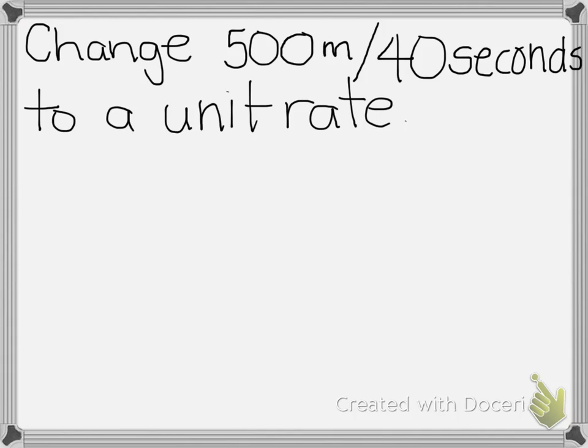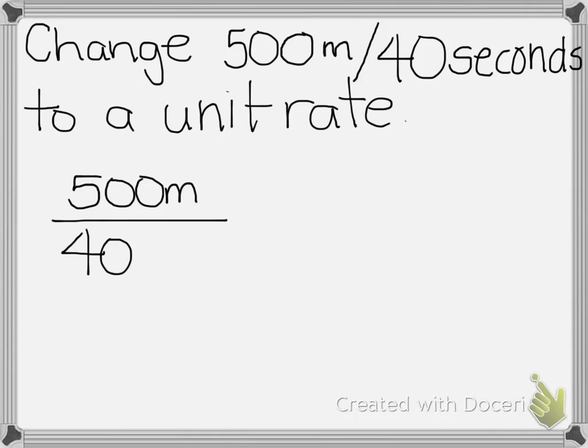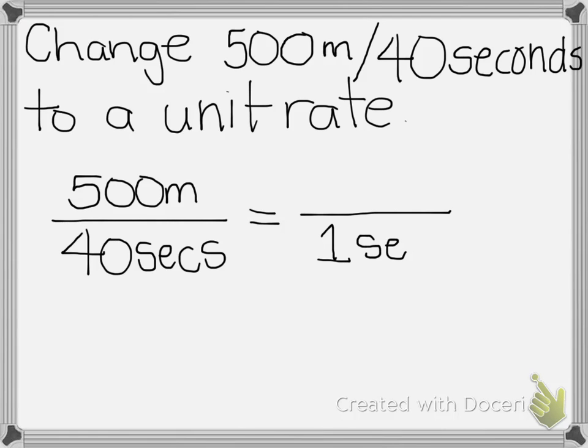Let's try to change this 500 meters in 40 seconds into a unit rate. If I set up my first fraction as 500 meters in 40 seconds, I want to always make that into another fraction where my bottom number is 1 second. Well, what do I do to 40 to get to 1? I divide by 40. So I essentially just take 500 and divide that by 40.